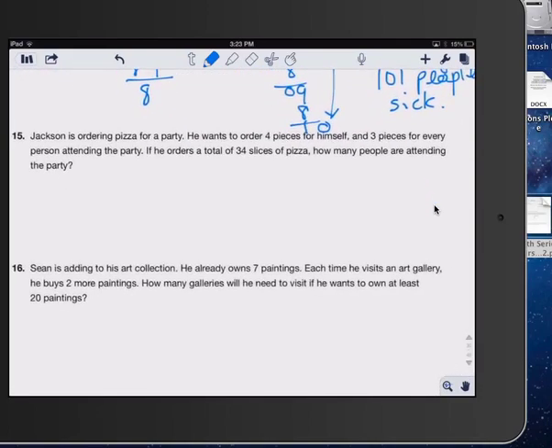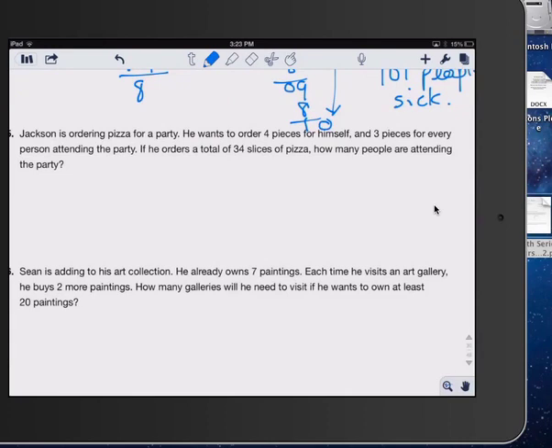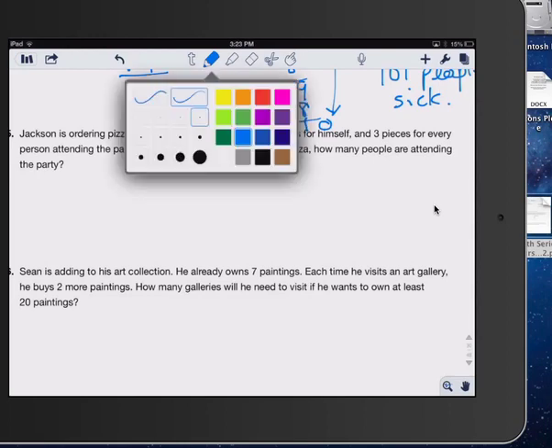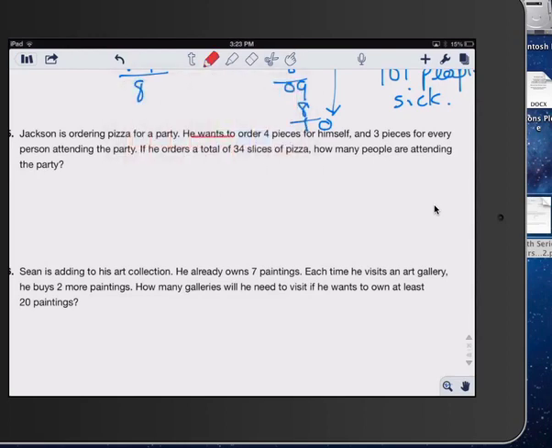Okay. Jack is ordering pizza for a party. He wants to order 4 pieces for himself, and 3 pieces for every person attending the party. So 4 pieces for himself, and 3 for every person attending the party. If he orders a total of 34 slices of pizza, how many people are attending?